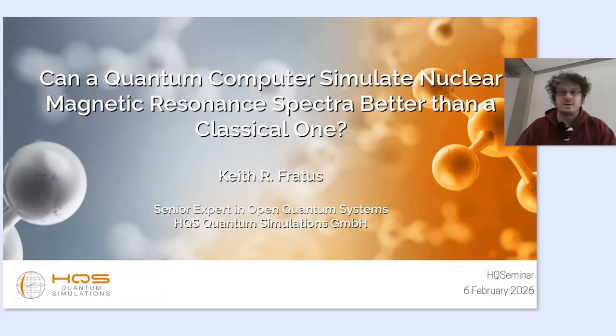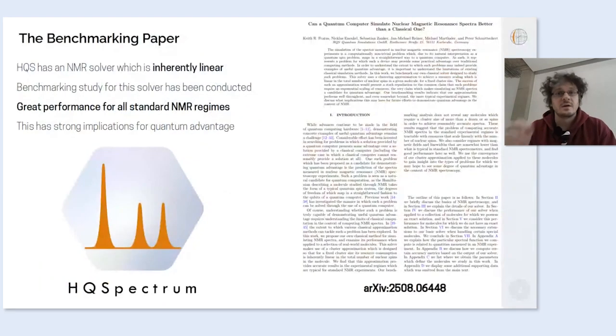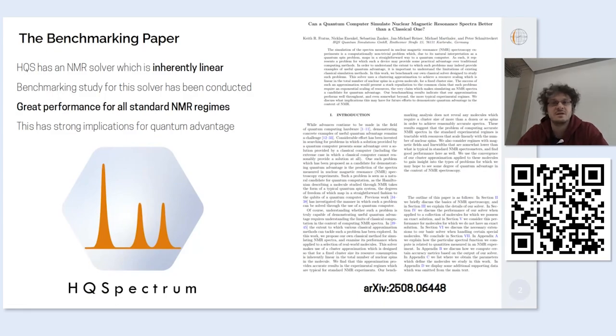Today we are going to answer the question: can a quantum computer simulate NMR spectra better than a classical one? This is maybe a bit of a provocative title, but it is in fact the title of our recent paper on the arXiv, and my goal today is to give a quick overview of this paper, which I encourage you all to go read to get the details, since of course we are a bit limited in what we can cover today. But in short, this is a benchmarking study of the NMR solver behind our HQ Spectrum software.